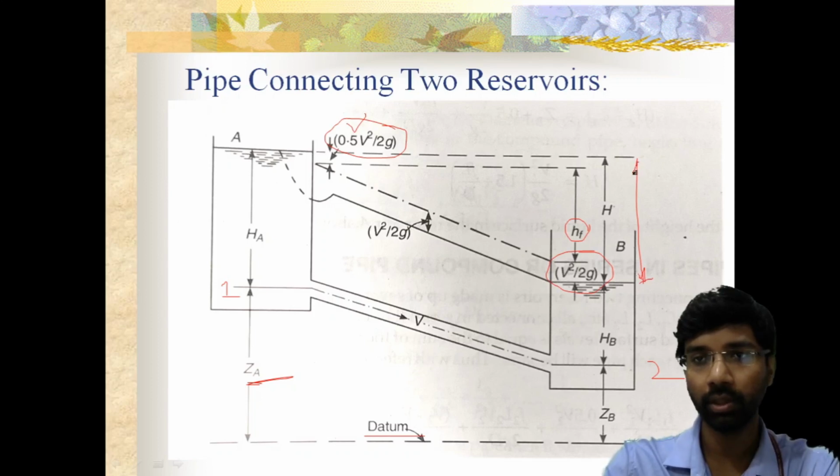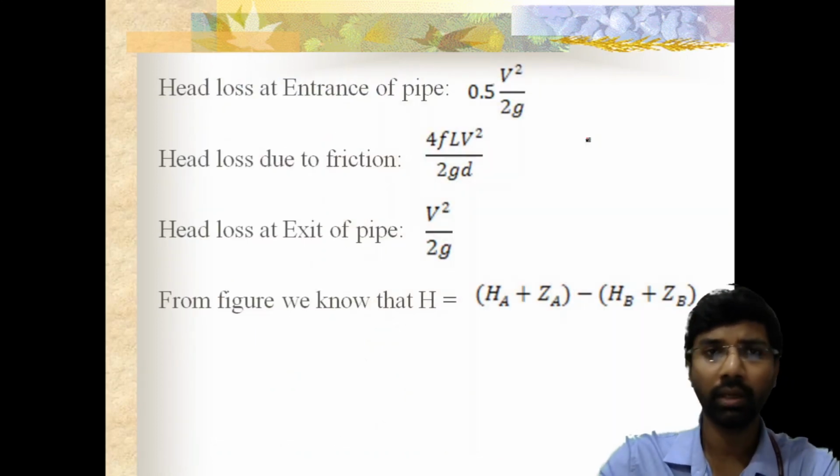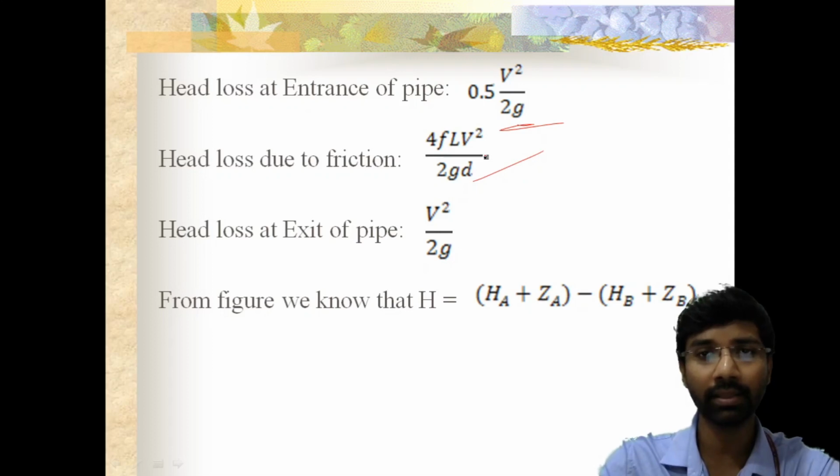Summation of these three, you will get the total head loss in the reservoir. So simple, we will apply only Bernoulli's equation. We know that head loss at the entrance of the pipe is 0.5 v square by 2g. I have already discussed this one. Head loss due to friction is 4 flv square by 2gd. In some textbooks it is flv square by 2gd. I have already given you clarity regarding this 4 flv square by 2gd and flv square by 2gd in the classroom itself. And head loss at the exit of the pipe is v square by 2g.